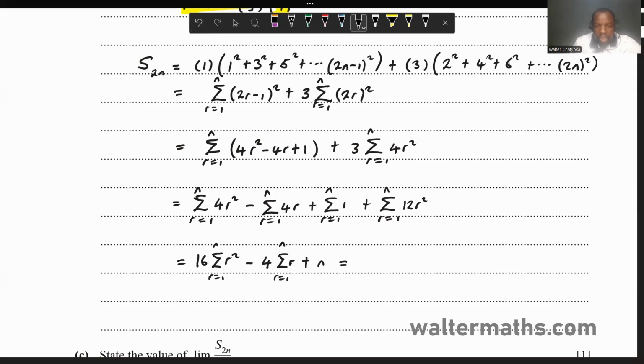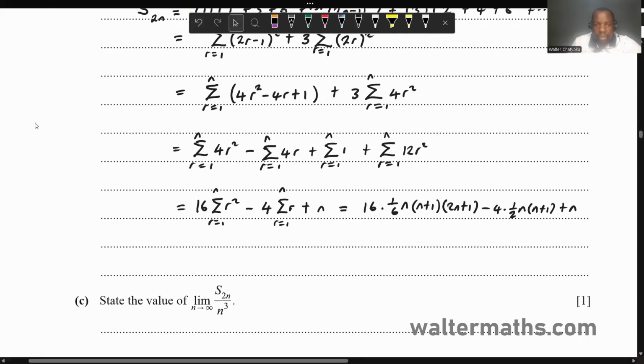This is going to be equal to 16 of, and for the sum of squares, we know that that's a sixth of n of n plus 1 of 2n plus 1. And that's going to be minus 4, and for the sum of terms of the form r, that's a half of n plus 1. And that's going to be plus n. So this is what we're having.